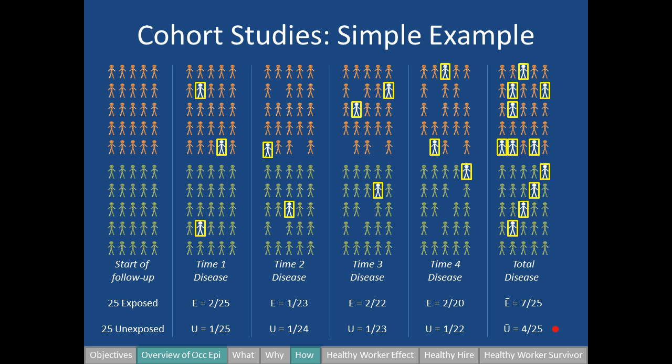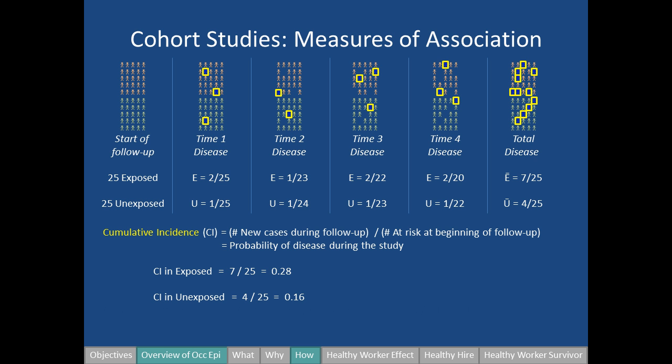So now that we have these numbers, what are we going to do with them? That gets into the measure of association. It's just a miniature version of those photos, but the numbers are repeated here. The first thing we're going to talk about is cumulative incidence. This is the number of new cases during follow-up, which we knew was 7 here and 4 here, divided by the number of people at risk at the beginning of follow-up. For each of these, it is 25. So this is essentially the probability of disease during the study.